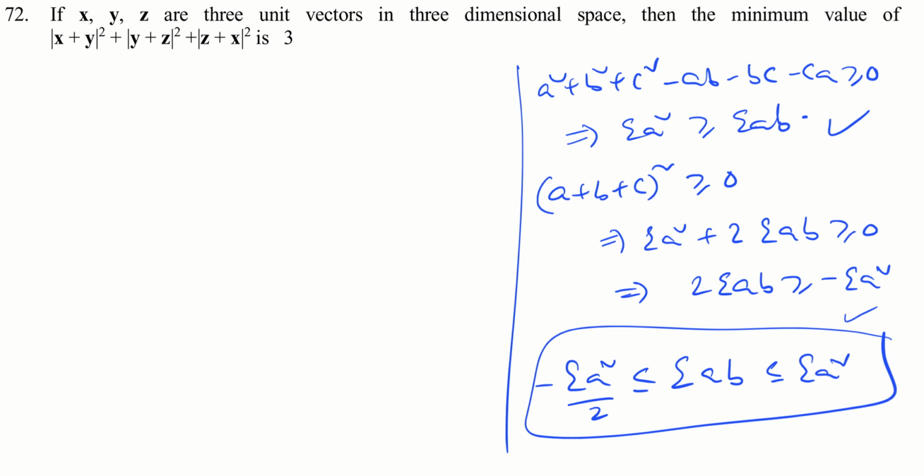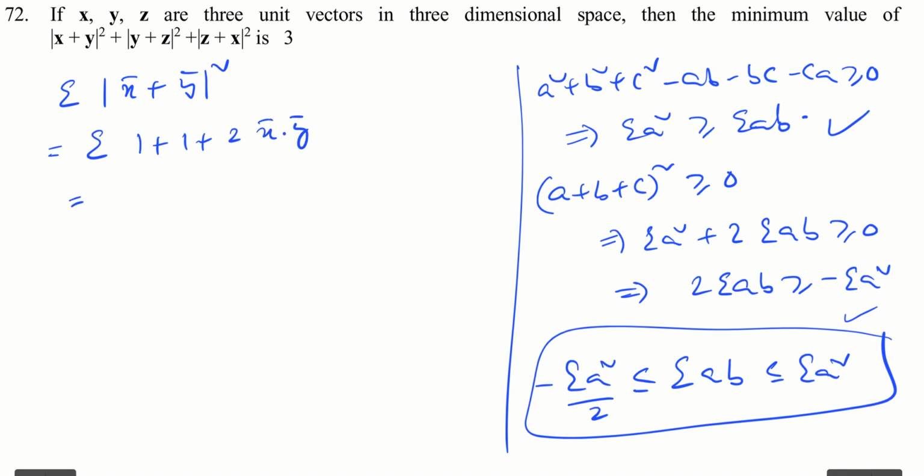in the case of vectors, if I take sigma mod x bar plus y bar whole square and expand this, I am going to have it as sigma x bar square, which is 1, plus y bar square plus 2 times x bar dot y bar, which is nothing but 6 plus 2 times sigma x bar dot y bar.